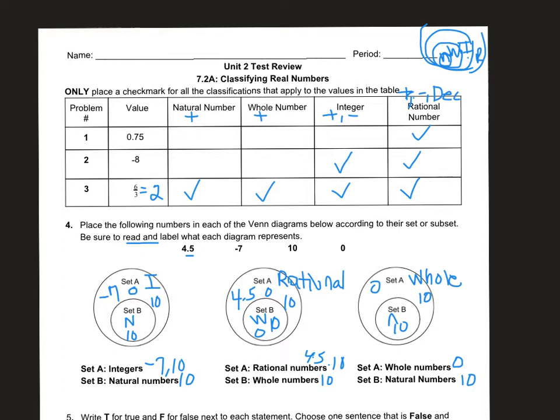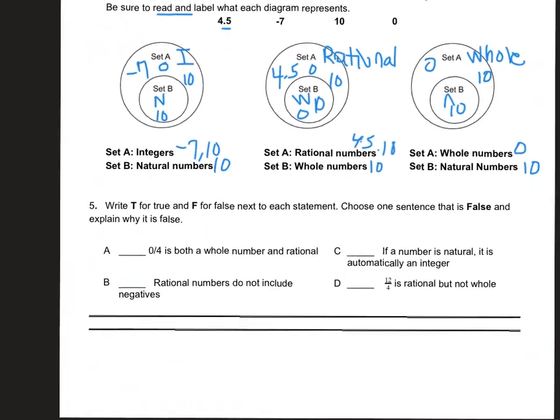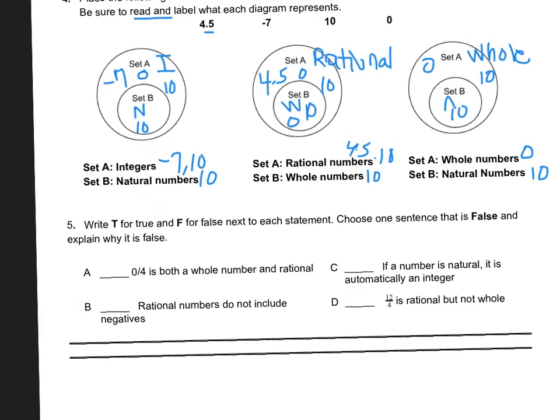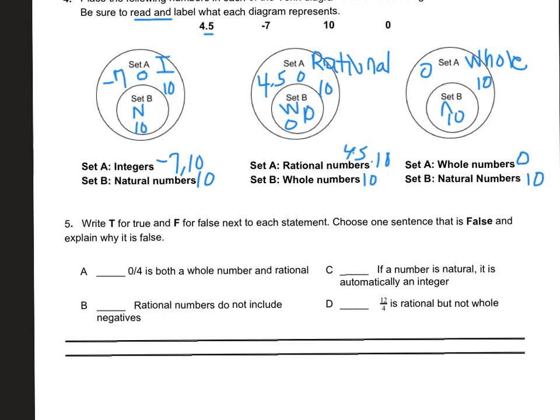All right, let's go ahead and look at problem number 5. Here you need to write true or false, and for the false statements, you want to explain why one of them might be false. So let's go ahead and look at 5A. 0 divided by 4, well, I know 0 divided by 4 actually equals 0. It's both a whole number and rational. So if I refer back to my graphic organizer and properties, I'm going to agree with that. If I'm a whole number, I'm an integer and I'm also a rational. So this has to be true.